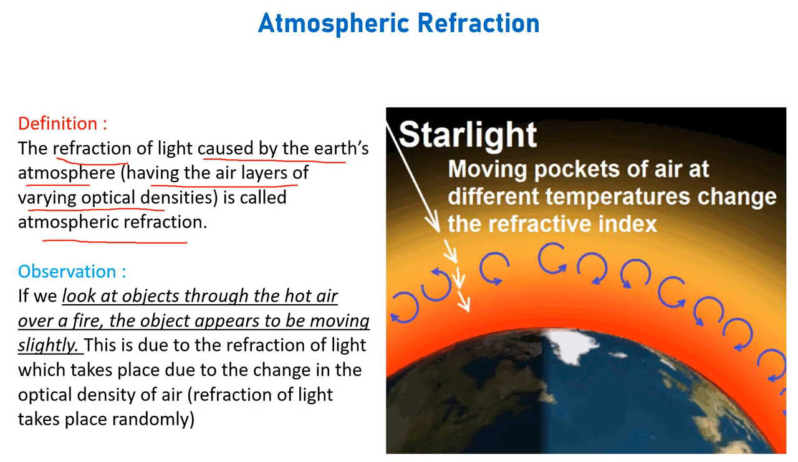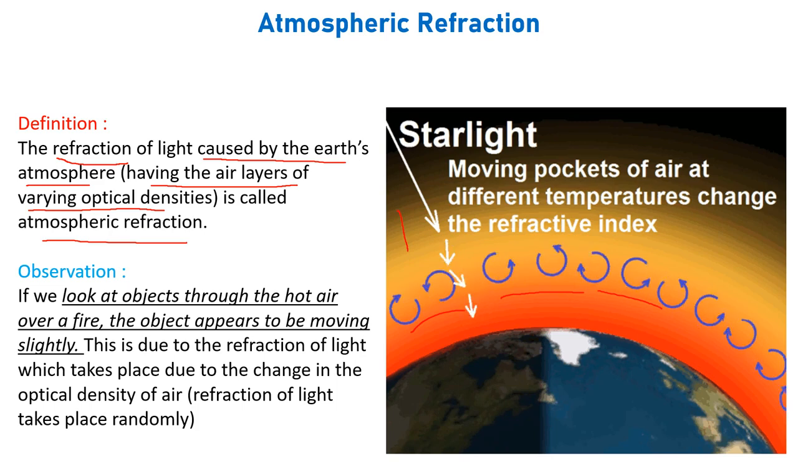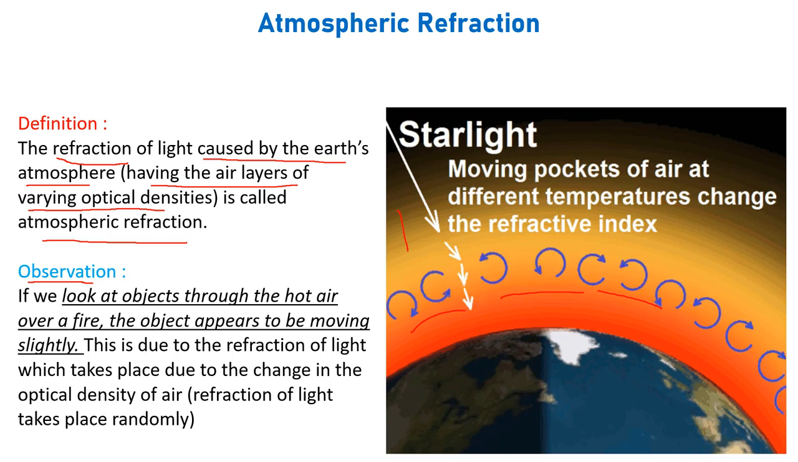I have shown an animation over here. You can see how the light is passing through the different layers of the atmosphere, and you can see there is a continuous refraction taking place in the atmosphere. These are pockets of air which are also moving continuously, and because of the change in the density of the atmospheric layers, there is a continuous refraction taking place in the atmosphere. Now where can you observe these types of phenomena in our day-to-day life?